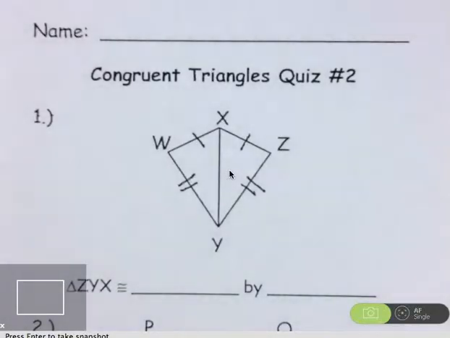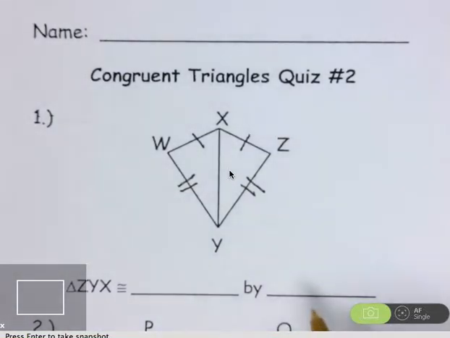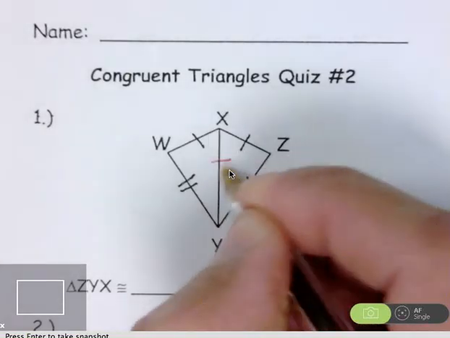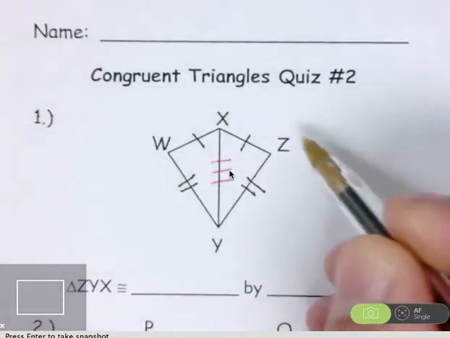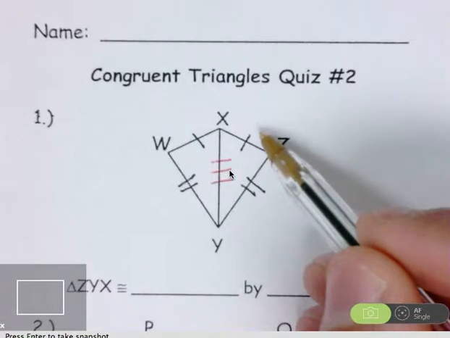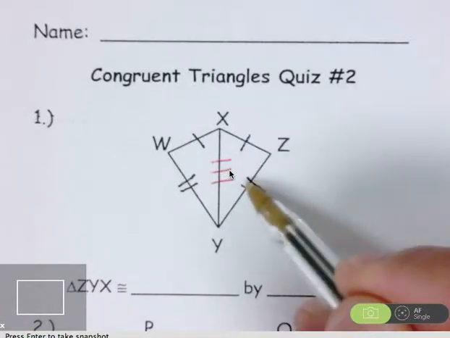Hi there. Before you take your next quiz today, let's go over this one. So in this first triangle, you can mark the shared side. That's the segment XY. And so now notice there are three sides marked in each triangle: side, side, side.